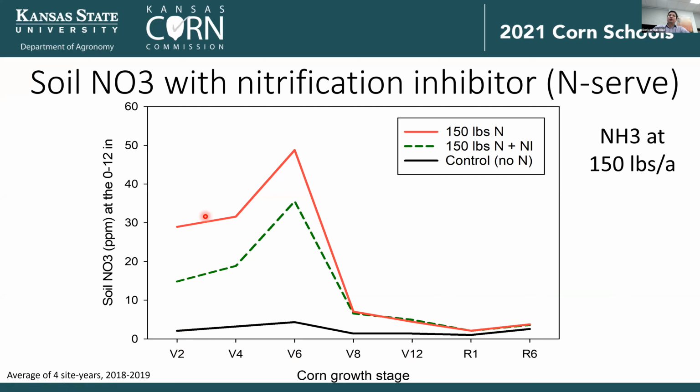And so the red line here is basically the straight 150 pounds of nitrogen. The green line is the same rate, 150 plus the inhibitor. And then we have the check here. And very clearly, on this average of 4 locations, we were basically able to measure less nitrate when we're using these inhibitors. And so this means basically that the inhibitor is doing what it's supposed to do.